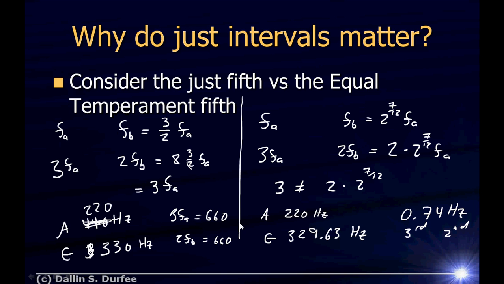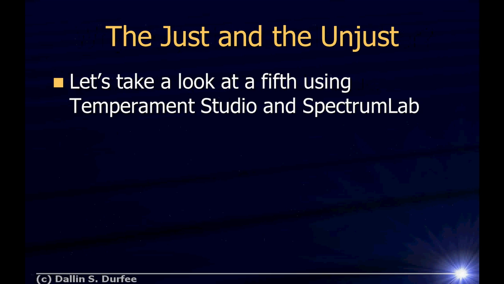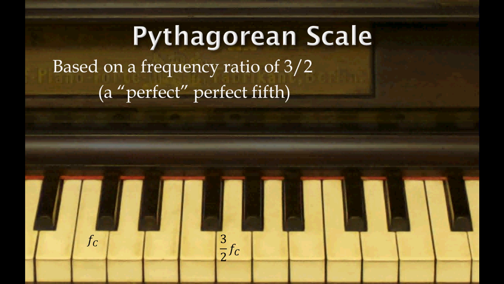All right, so just intervals matter because if the frequency of one note is a small integer ratio of another note, then these harmonics that almost line up, they don't almost line up, they exactly line up, and the beating goes away, and it makes the note consonant. All right, so we looked at this. So let's think about the Pythagorean scale. It seems like it's a great scale because it's got these just fifths, right? Why don't we use it?